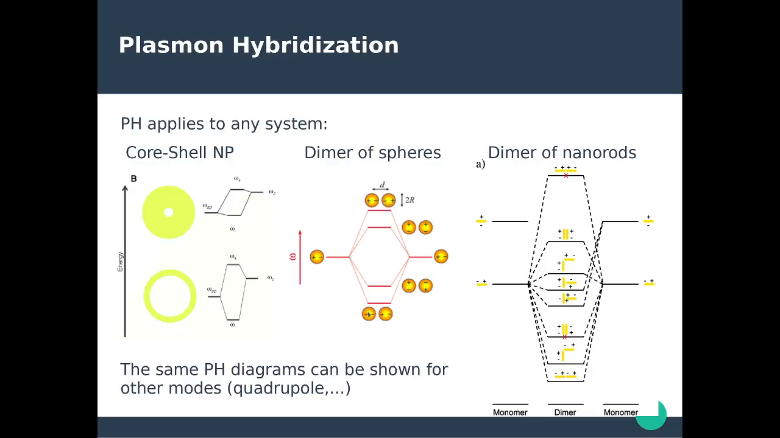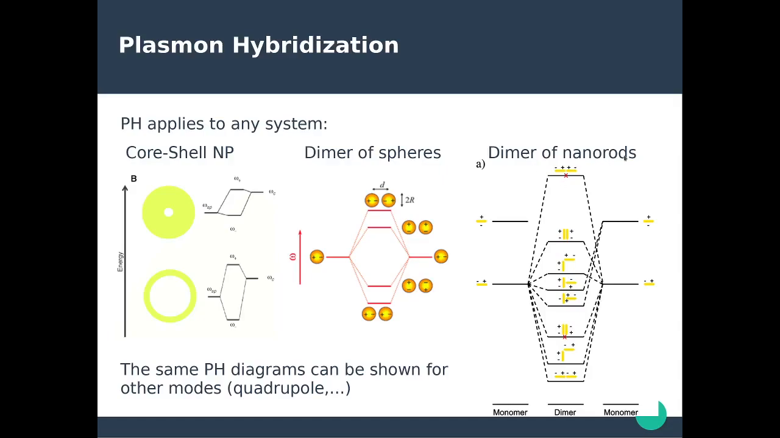So you can have them in bonding and anti-bonding configurations. Now, if you excite the particles in the transverse direction, you're going to have dipoles that are now aligned in these orthogonal directions, and you're going to form two bonding and anti-bonding dipoles.